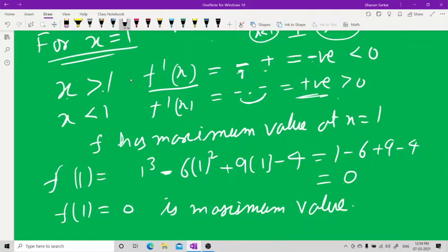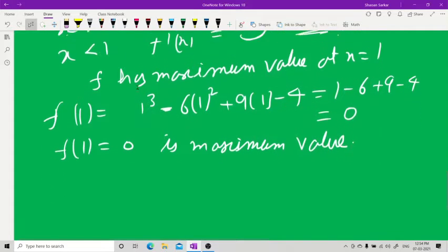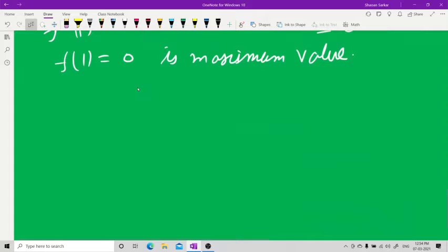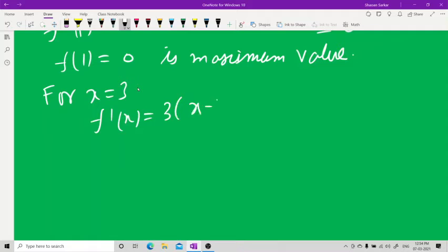I mean to say, since the maximum value of f1 is 0, all the values of the function are less than 0 at any point between 1 and this. Let's check for x equal to 3, where f dash x is 3(x minus 3)(x minus 1).